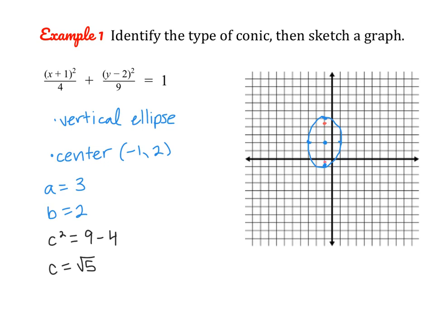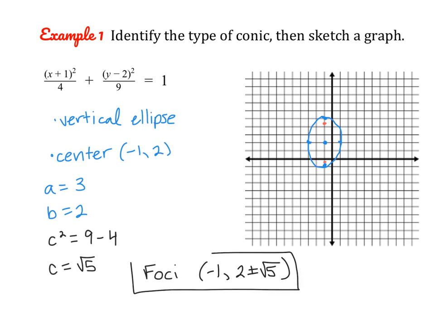And if you were trying to name these foci, you would start with the center point, right? So the center point is at (-1, 2), and then you're essentially adding square root of 5 to your y value and subtracting square root of 5 from the y value. So it's (-1, 2 plus or minus root 5). So that's how you could name the coordinates of the foci. But again, if you have your graph, it makes it a lot easier to visualize where your coordinates would be.